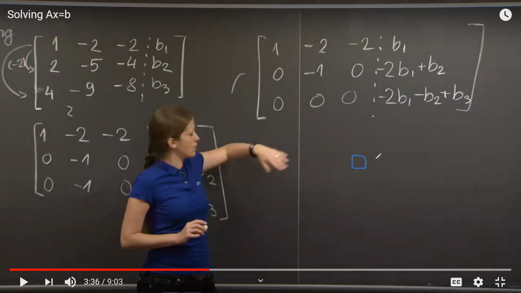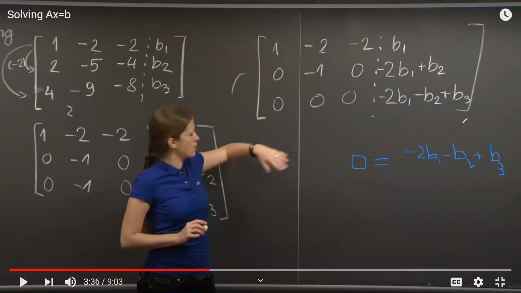0 equal to minus 2b1 minus b2 plus b3. Now this tells me that if my left hand side is 0, my right hand side also needs to be 0, because if this right hand side is non-zero, then I have something which is called an inconsistent system.